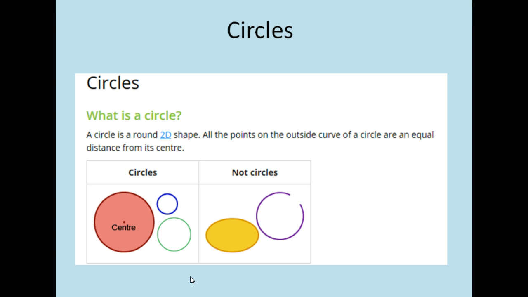So this week we're going to be looking at circles. First thing we need to know about circles is that it's a round 2D shape, and all the points on the outside of the curve of a circle are an equal distance from the center. So from the center, this line here is the same distance all the way around. Please make sure that you write that part down.